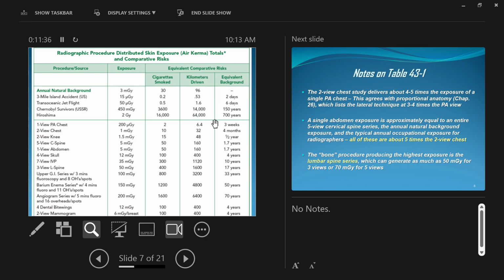The Chernobyl survivors, just in that one incident, got 150 years worth of natural background radiation. So it's as if they were alive for 150 extra years just because they were exposed to that incident. Look at the Hiroshima people. 700 years worth of natural background they received. Okay, so this is your frame of reference. These incidences are your frame of reference. Oh, by the way, transoceanic jet flights, 50 microgray, so a lot smaller than a milligray, right? But there's something there. Some exposure from a transoceanic jet flight. It's equivalent to smoking half a cigarette.